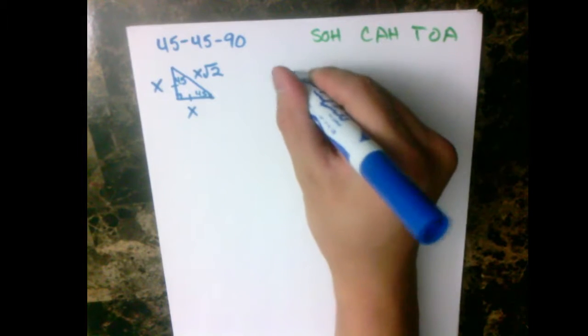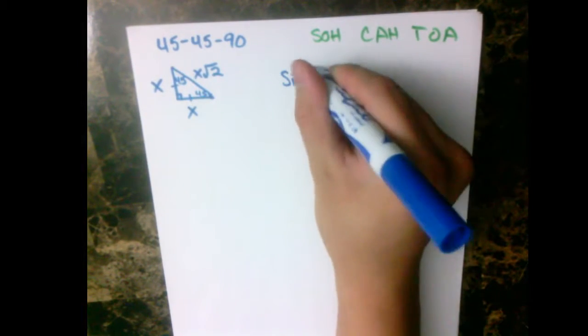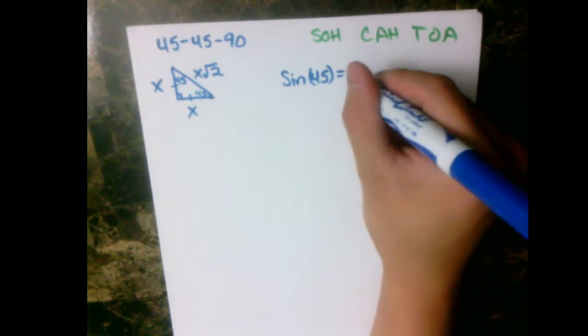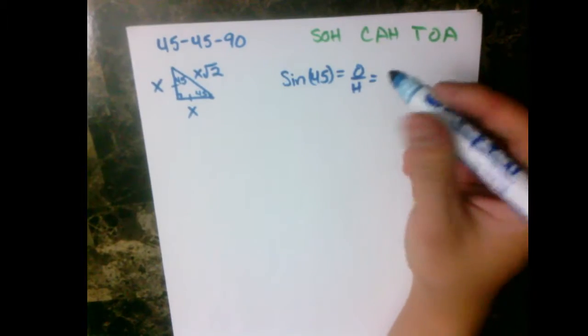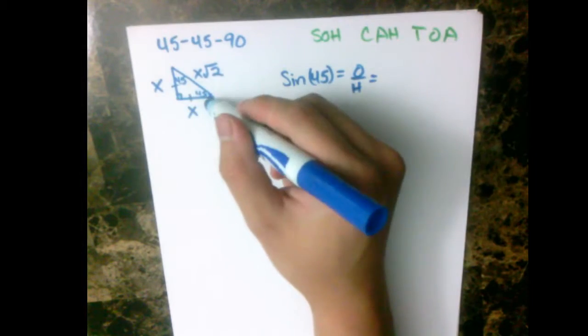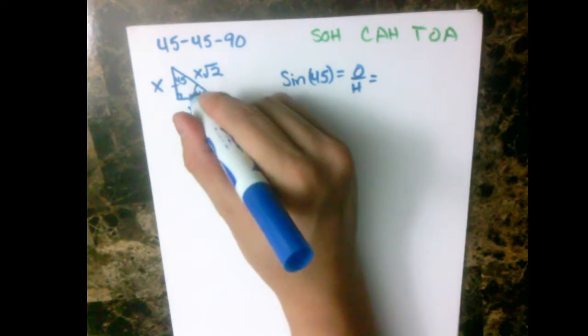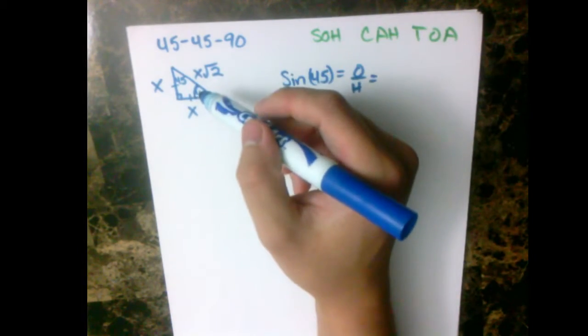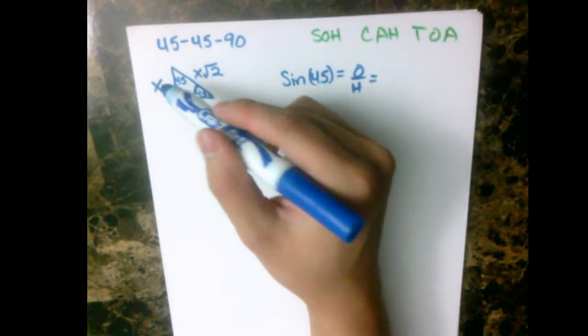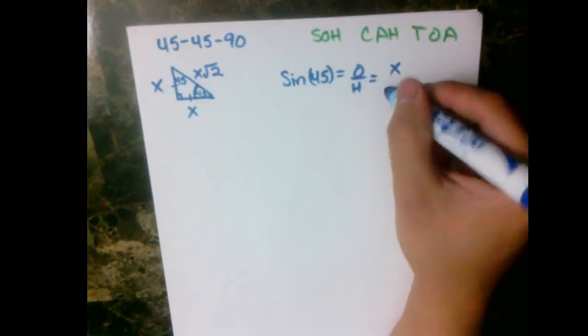Let's do sine of 45, which is, remember, your opposite over hypotenuse. But now your values are different. Your opposite, and speaking of which, they're both 45, so it doesn't matter which one our reference angle is. I'm going to go ahead and make it this bottom one just for argument's sake. So your opposite would be x, and your hypotenuse is x root 2.